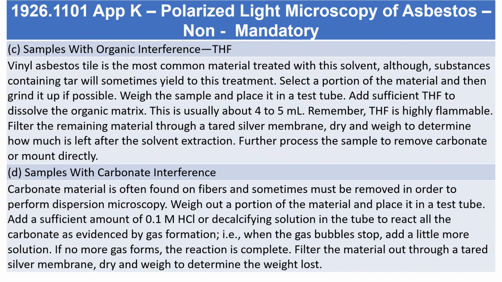C. Samples with organic interference, THF. Vinyl asbestos tile is the most common material treated with this solvent, although substances containing tar will sometimes yield to this treatment. Select a portion of the material and then grind it up if possible. Weigh the sample and place it in a test tube. Add sufficient THF to dissolve the organic matrix. This is usually about 4 to 5 milliliters.